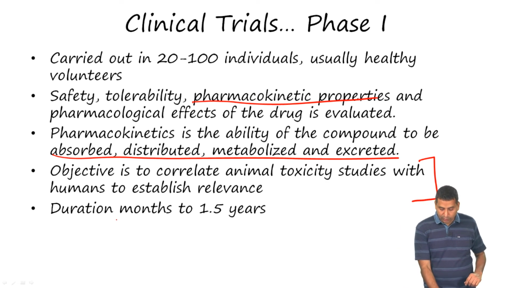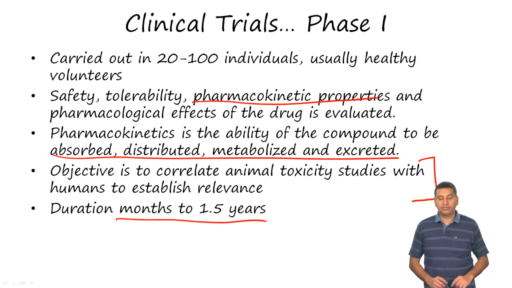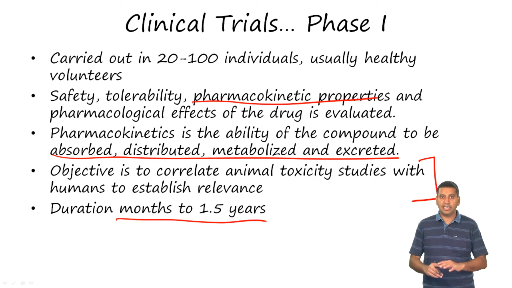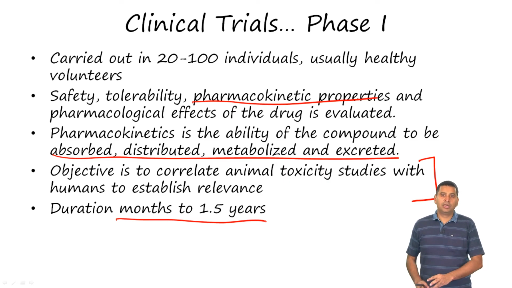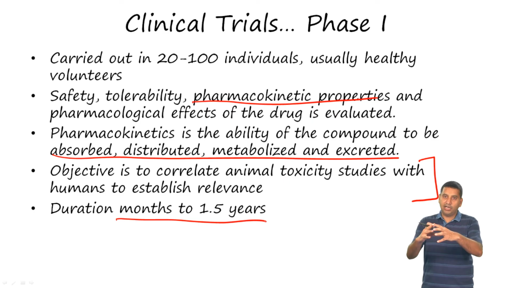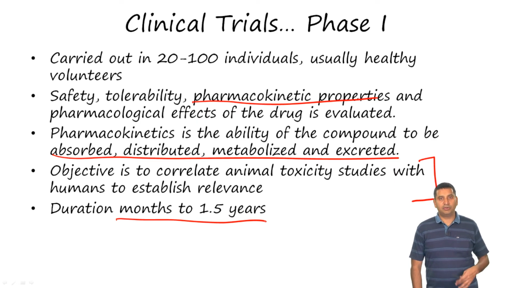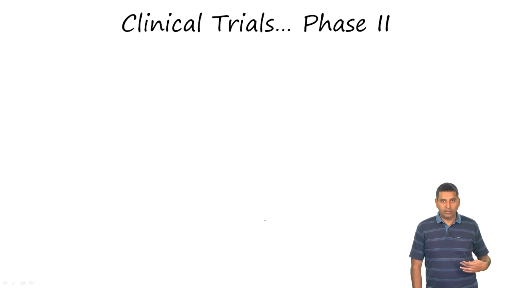The duration of this study is typically a few months to a year and a half, and keep in mind the objective of this is not to find out whether the drug is efficacious or not. The objective of phase 1 is to just see whether the compound is safe, it is tolerated well, and how it distributes across a few individuals. Once we get reasonably promising data in phase 1, we move into phase 2.